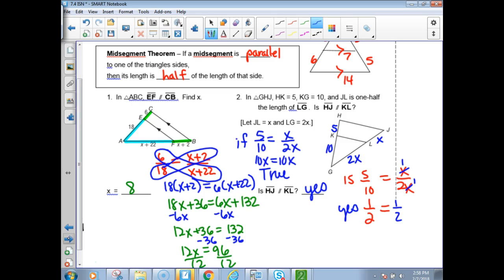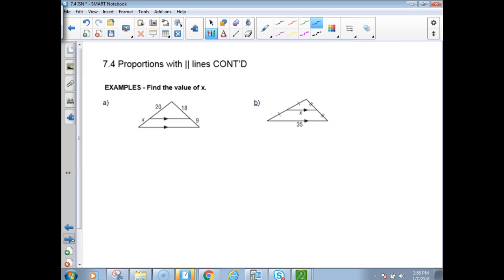All right, next. You've got to turn your page. 7.4 Proportions and Parallel Lines, continued. Now we've got some examples of the types of questions you will see in your quizzes, etc., and in your practice.